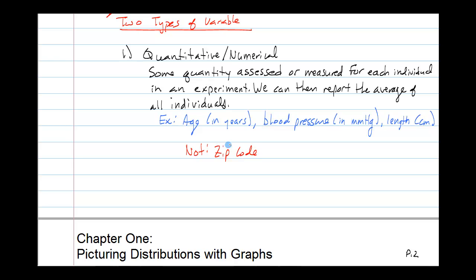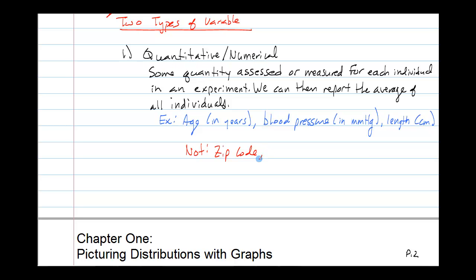Now if you think about your zip code, Rapid City 57701, Spearfish 57783, and of course the ever popular 90210, we can record those as numbers, but it wouldn't make sense to report the average zip code. It might make sense to report the typical zip code, but not the average zip code. So even though zip code is a number, it doesn't make sense to find its average, so it's not counted as a quantitative or numerical variable.